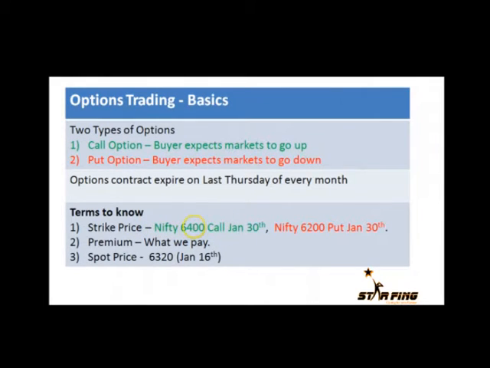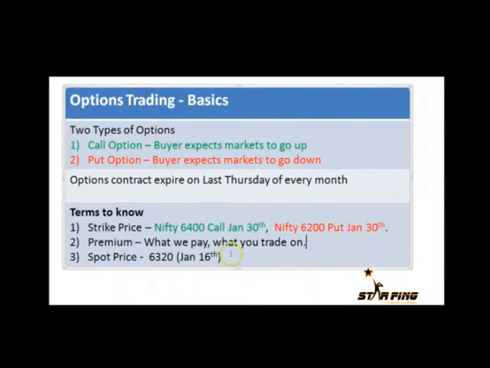So when I'm saying Nifty 6400 call option, it means that I'm betting that markets will cross the 6400 level. So for this contract, the strike price is 6400, and for the Nifty put option like 6200 put, the strike price is 6200. So the premium will vary for each of these contracts. It will not be the same. And premium is what you pay, what you trade on.